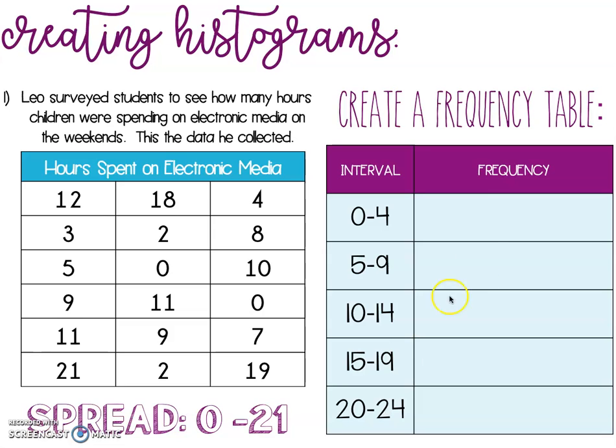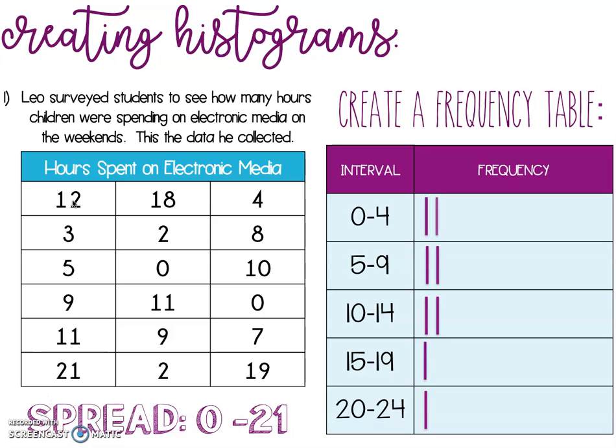So those are our intervals, and like I said, we're going to come over here and put in our tally marks. If we look at 12, we have to figure out which range it falls into, and it falls between 10 and 14, so I'm going to put 1 tally mark. 3 falls into our 0 to 4 interval. 5 falls into our 5 to 9 interval. 9 falls into our 5 to 9 interval. 11 falls into our 10 to 14 interval. 21 falls into the 20 to 24 interval. 18 is the 15 to 19.